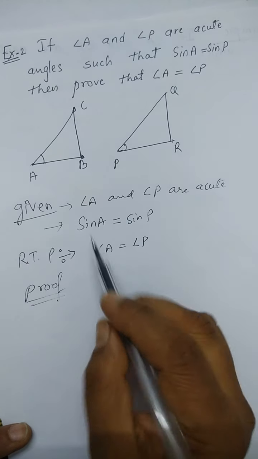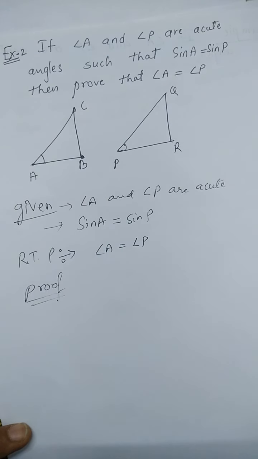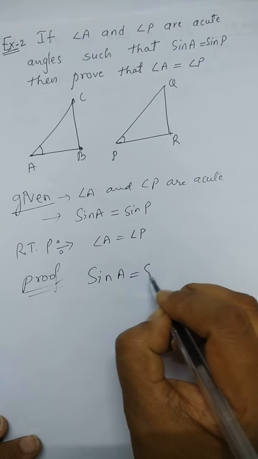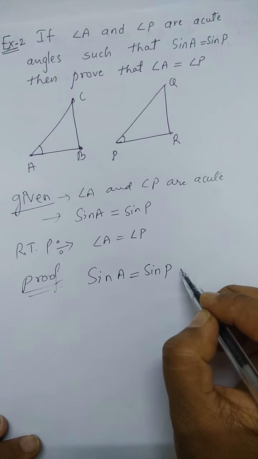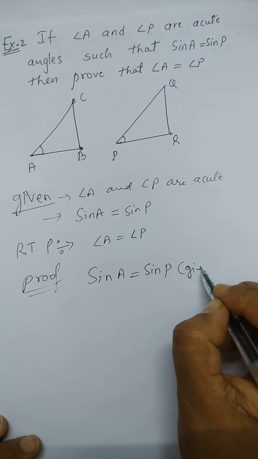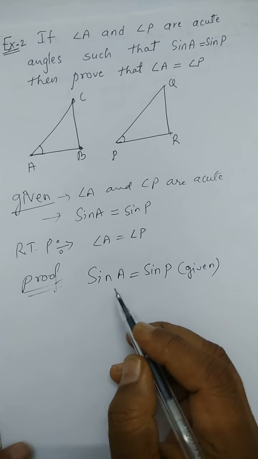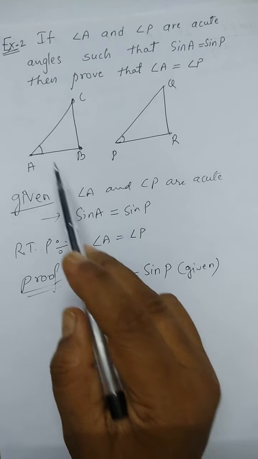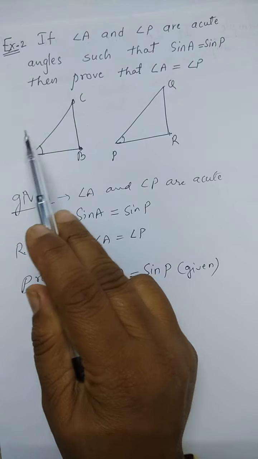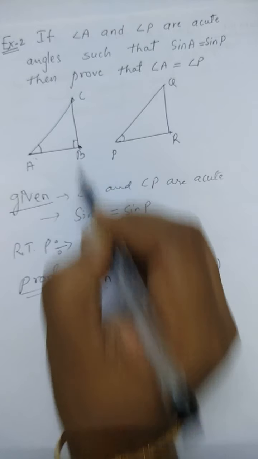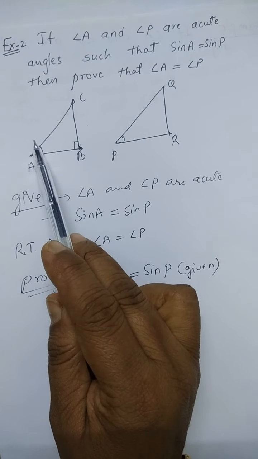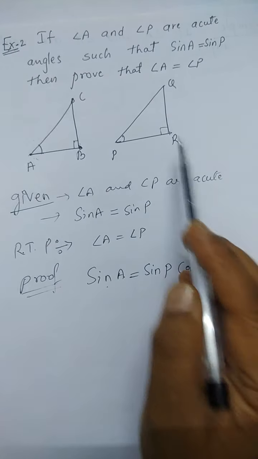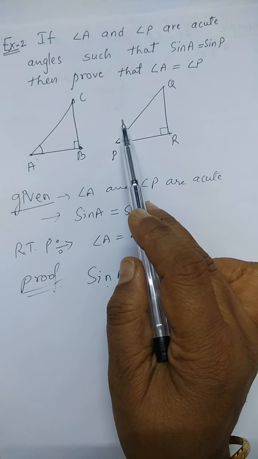Consider here, we know that sine A is equal to sine P. Why is sine A equal to sine P? Because it is given in the question. So sine ratio, do you remember the sine ratio of angle A? Sine of angle A is opposite upon hypotenuse. Here it is 90 degrees, so opposite to 90 degrees is always the hypotenuse. And here it is also 90 degrees, so opposite to 90 degrees is always the hypotenuse.